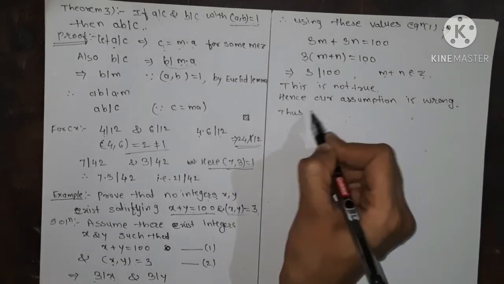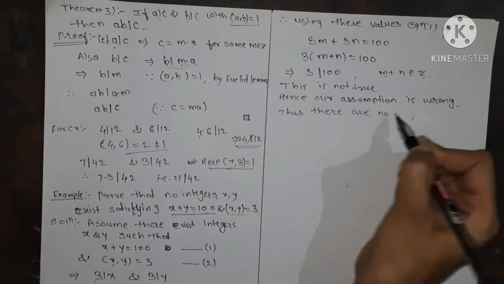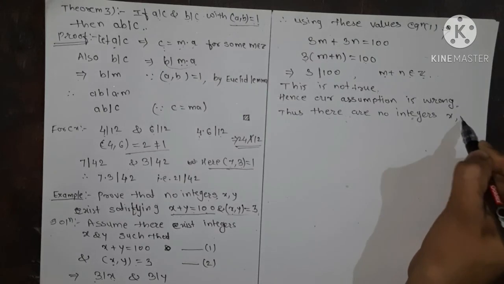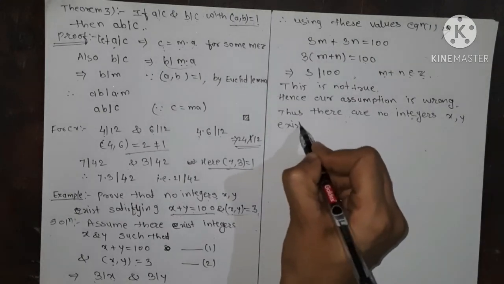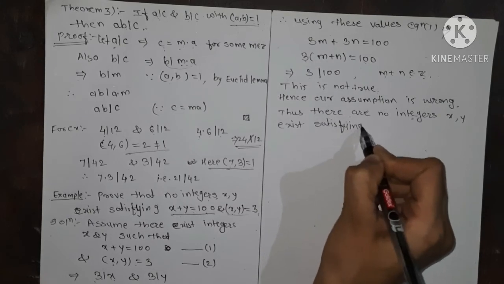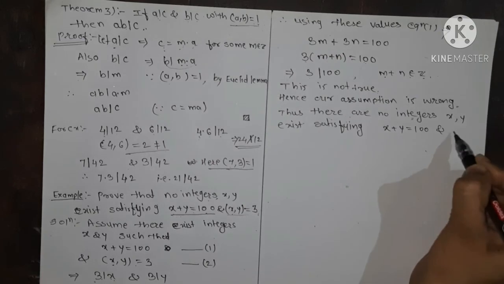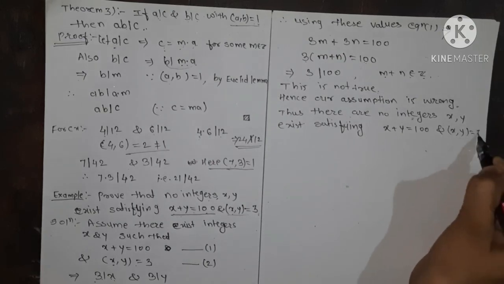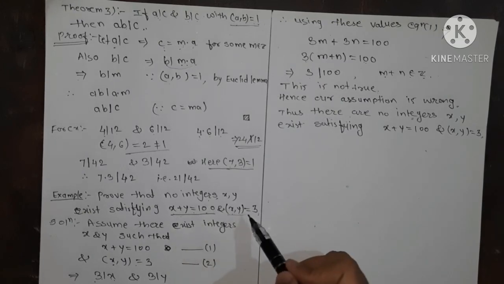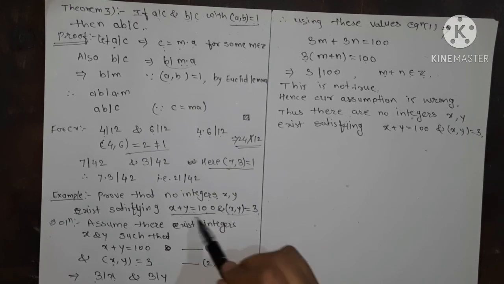Thus we can say that there are no integers x, y satisfying x plus y equals 100 and GCD of x comma y equals 3. So from this example, what should be the condition that such a pair satisfies?